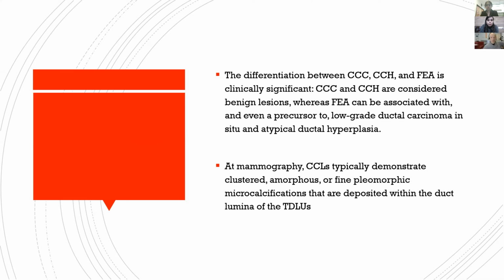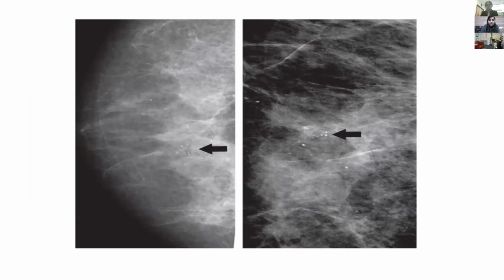In mammography, what we can see in columnar cell change is that they typically demonstrate clustered, amorphous, fine pleomorphic microcalcifications that are deposited within the duct lumina of the terminal ductal lobular unit. Next slide, we have a picture of mammography. We can see the white dots, small dots. These are punctate amorphous debris, which are known as microcalcifications. So it's a pathognomonic finding in mammography for columnar cell lesions. Next slide, please.